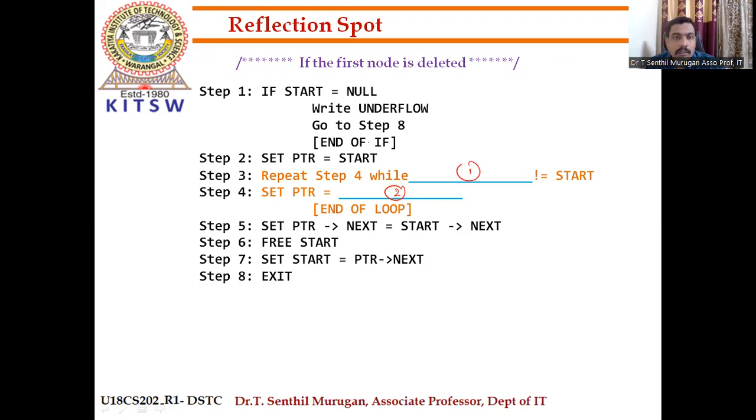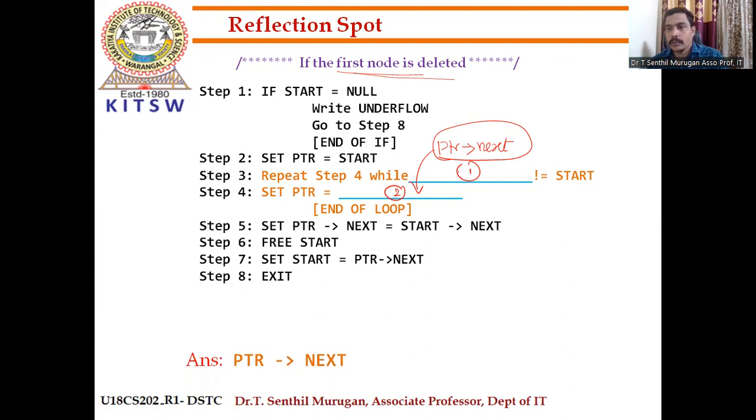ptr equal to start. If the first node is deleted, consider this constraint. First node means the last pointer we will move now. Maybe this is the ptr we created. ptr will move while ptr of next is not equal to start. Up to this portion the while loop will be executed. So the ptr pointer will move up to the last node. Both are the same answer here also: ptr equal to ptr next. Okay, this is the answer. I hope you wrote the correct answer.